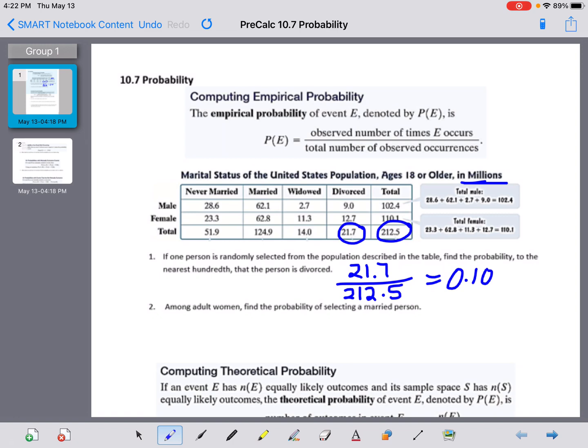All right, for the second one, among adult women, so we are narrowing it down here, find the probability of selecting a married person. So we want to go to our women, we want to find our married number, so 62.8 were married. And then my total here, because I'm selecting among women, I only want the women total number, which is about 110.1. And again, top divided by bottom, if that's how you want to think about it. And we get about 0.57 to the nearest hundredth here, or about 57% of the adult women that were surveyed were married, okay? That's empirical, using real data, okay?